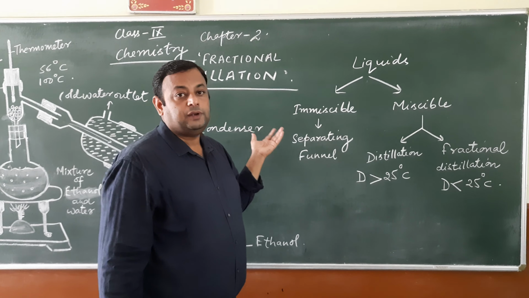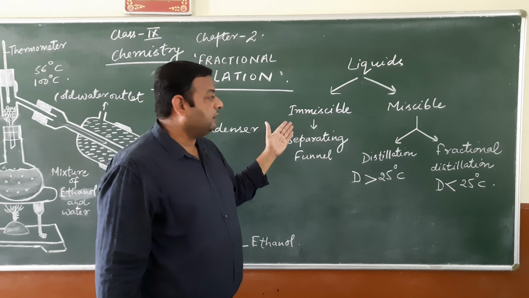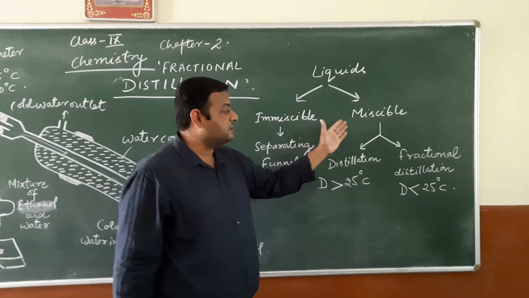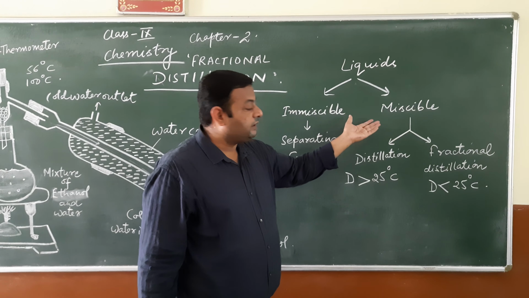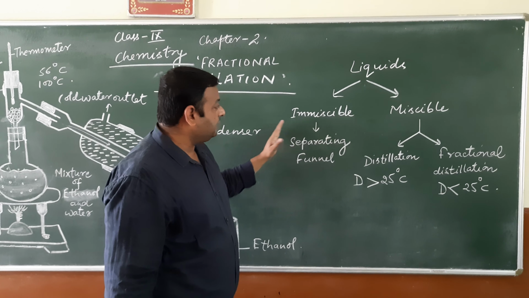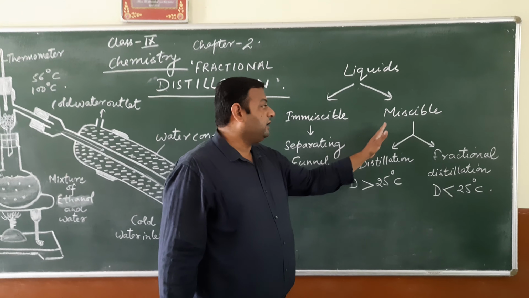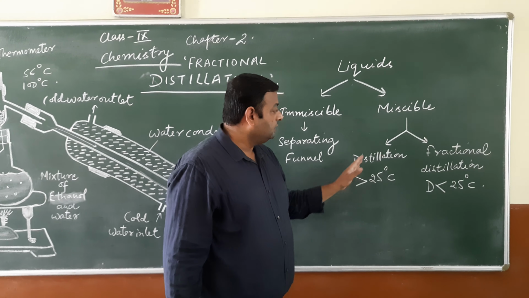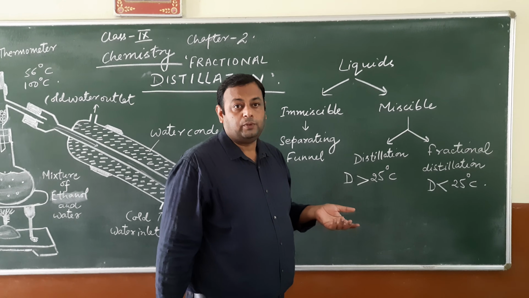For immiscible liquids, we have a mixture of oil and water. Oil does not get mixed with water, whereas for miscible liquids, we have a mixture of acetone in water or ethanol in water. So if the liquids are immiscible, they can be separated simply by using a separating funnel, whereas if the liquids are miscible in nature, then we have to check the difference in their boiling points.